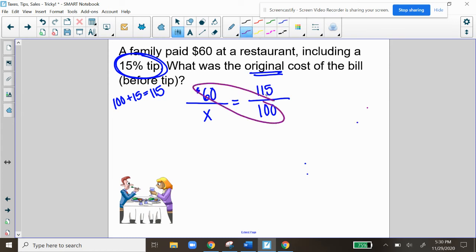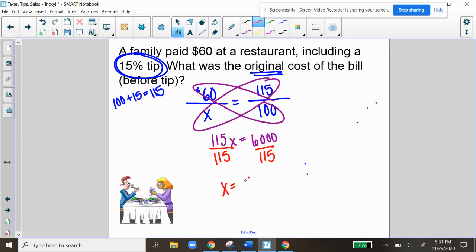I'm going to do my cross multiplication. So I end up with 115x equals 6,000. I'm going to divide by 115 on both sides, which again, this time I'll also have to round. And when I do that, your answer is about $52.17.